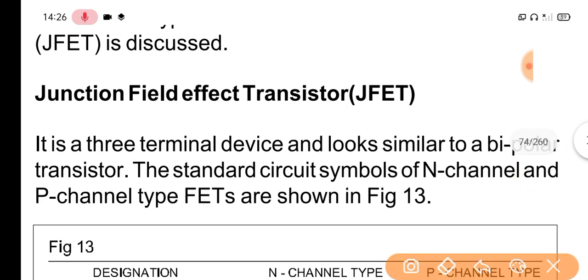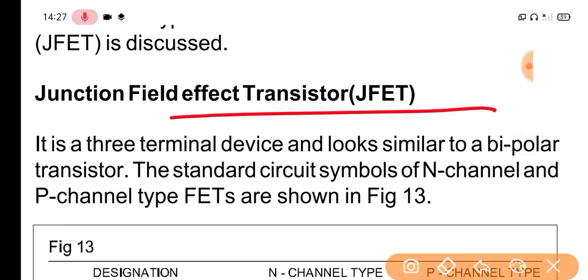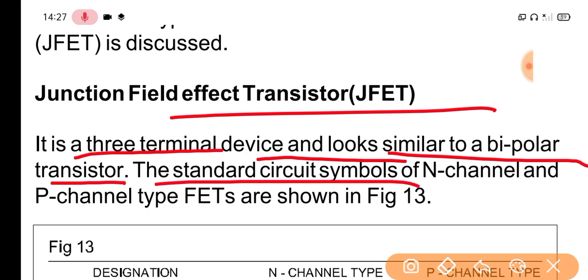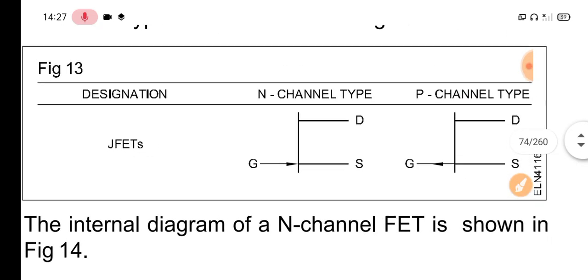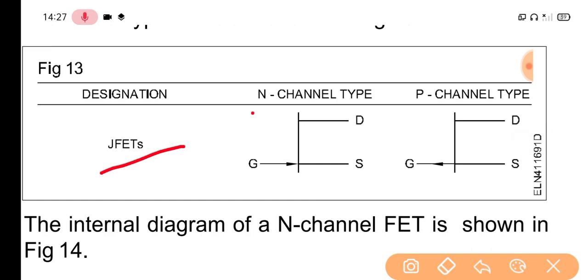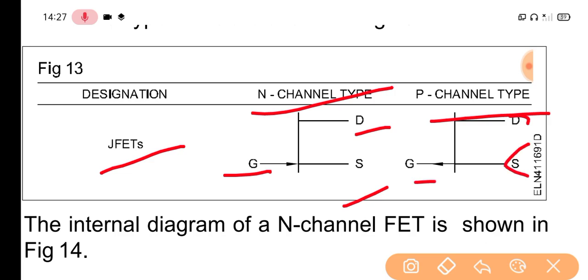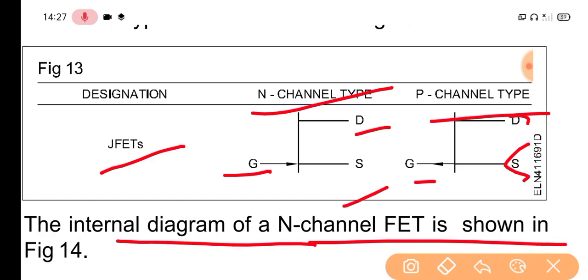Junction field effect transistor, JFET. It is a three-terminal device and looks similar to a bipolar transistor. The standard circuit symbols of N-channel and P-channel type FET are shown in picture 30. This is the designation of the N-channel type FET, with gate, drain and source designation, and the P-channel type with drain, gate and source designation. The internal diagram of an N-channel FET is shown in picture 14.